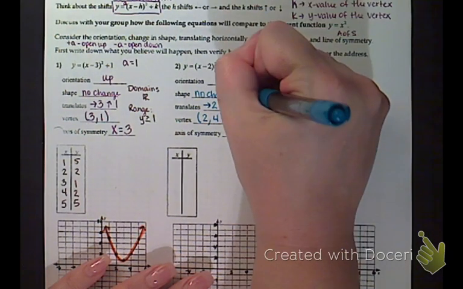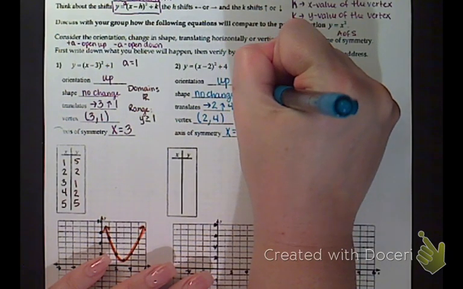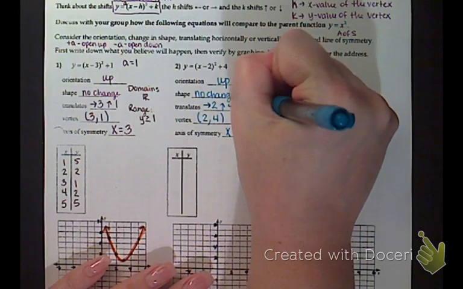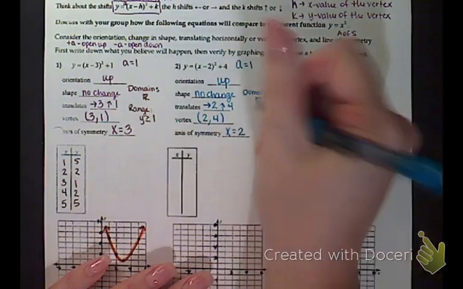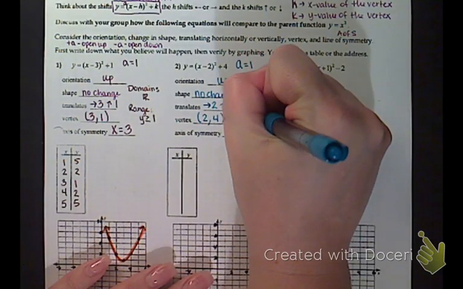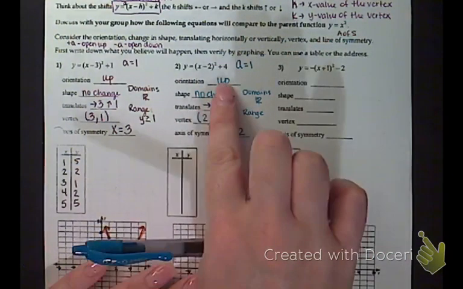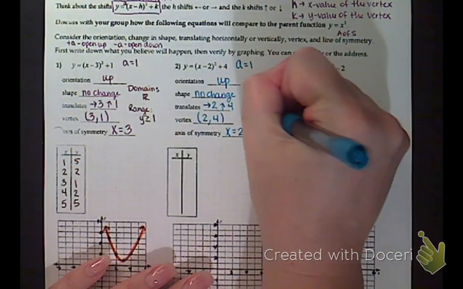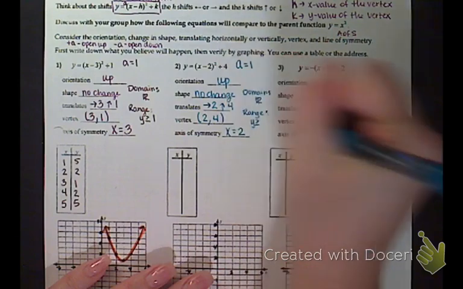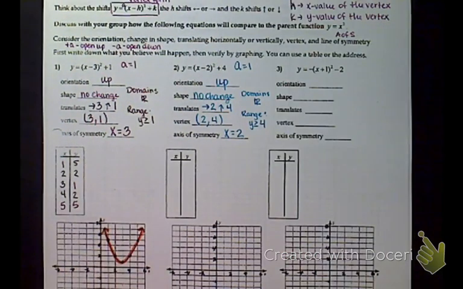I'm going to give you the domain and range. You may have written it or not. The domain for this is always all real numbers. And the range, because it faces up, I have a minimum. So it's y is greater than or equal to the y value of my vertex, which is 4.